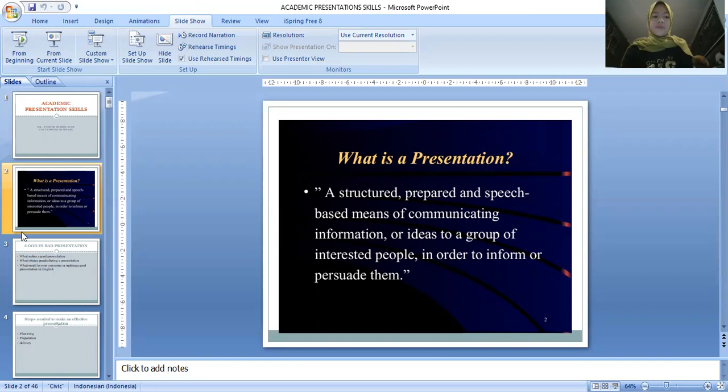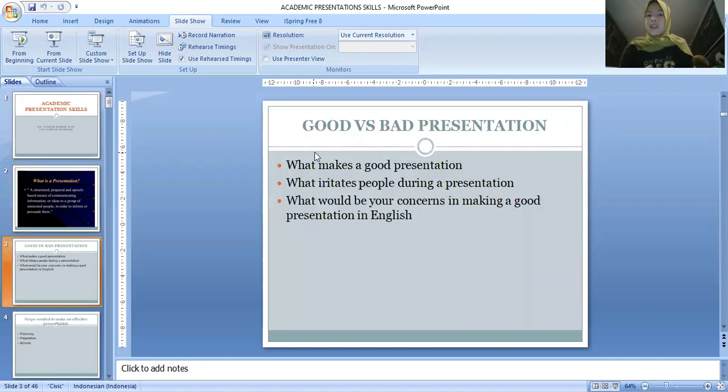And here, there is good and bad presentation, good versus bad presentation. And you have to think about these points very carefully. What makes a good presentation? What irritates people during a presentation? And what would be your concerns in making a good presentation in English?